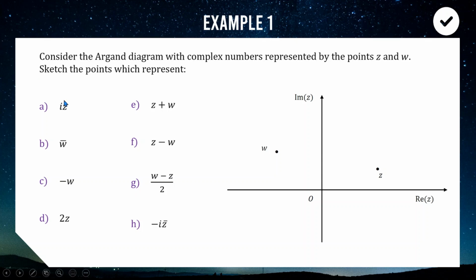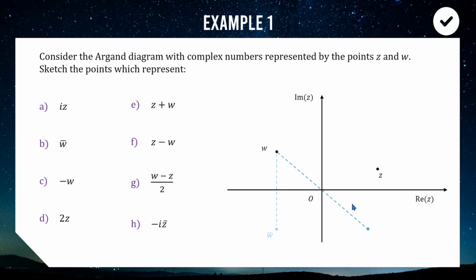First of all, iz. We said before that multiplying a complex number by i is going to rotate it 90 degrees, or pi over 2 radians, in the anti-clockwise direction. So if this is z, a 90 degree rotation gets us i times z. For question B, we're doing the conjugate of w. We said the conjugate is swapping the sign on the imaginary part. So instead of being up here on the imaginary axis, we're going to be down here. And so we said that reflects us across the real axis. So here is w, reflected across is w conjugate.